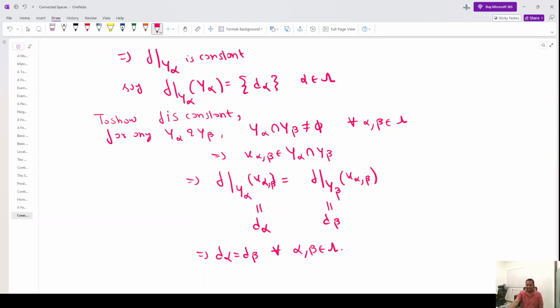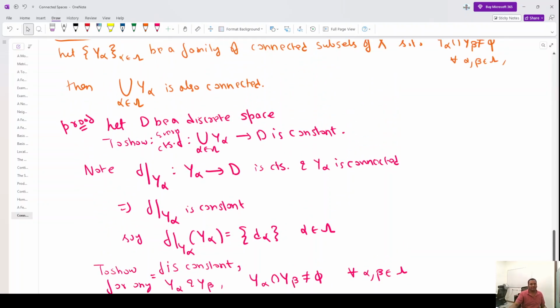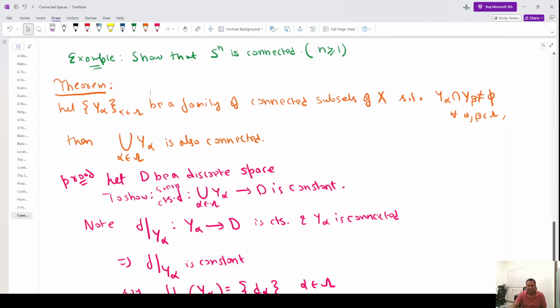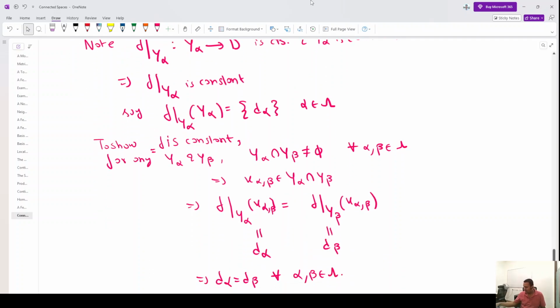So you see, you get that f is constant, right? Because for any point in the union, it is in some Y_alpha and it is giving the value d_alpha. What we have shown is that all these d_alphas are equal. So f is constant. It's a fun proof, no? I mean, I enjoyed it at least. Okay.